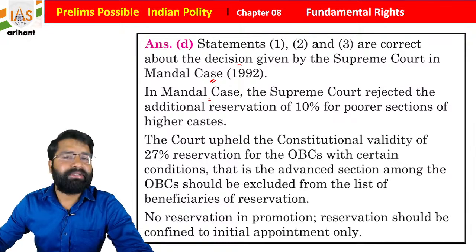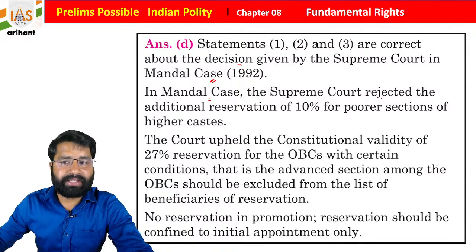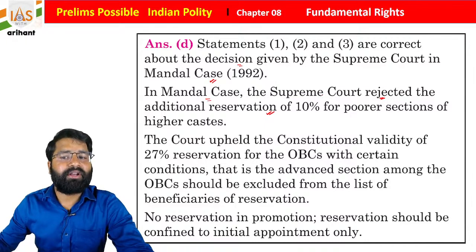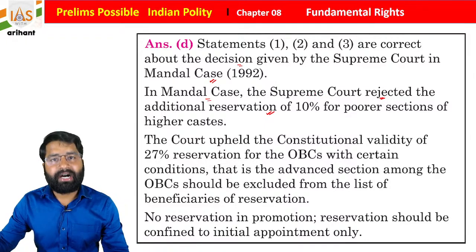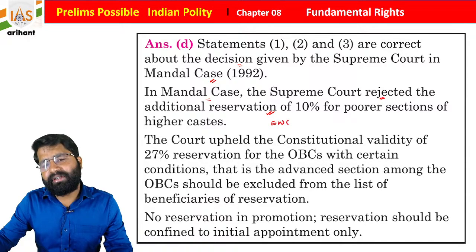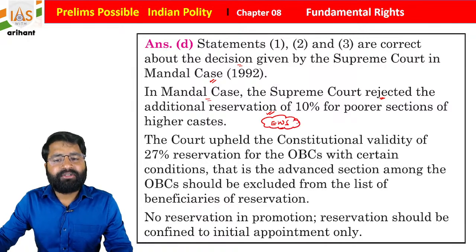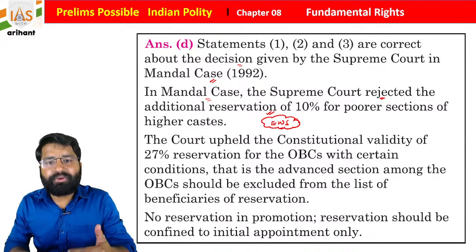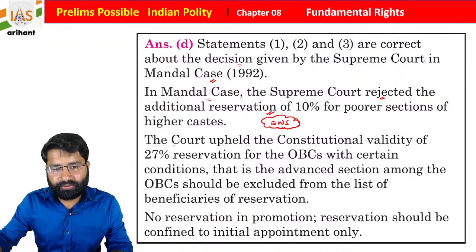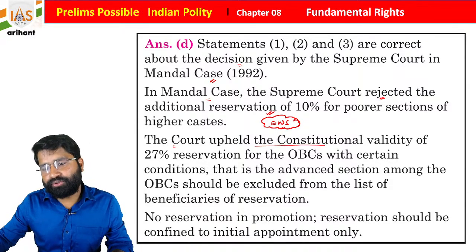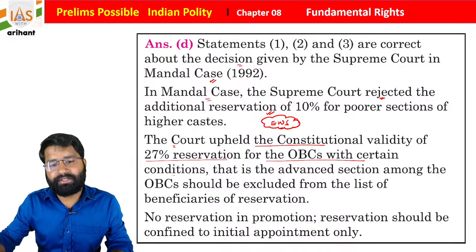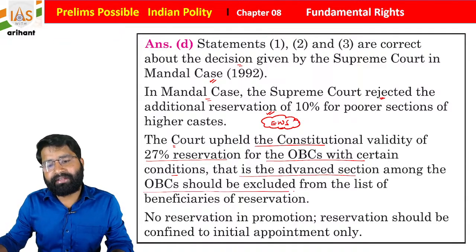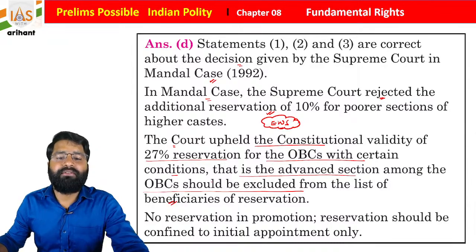So in the Supreme Court, basically under this Mandal case, they rejected the additional reservation of 10% for the poorer section of the higher society. But now, as you can see, if someone is economically weak, there is a concept of reservation for that. So now you can say that it is there. Okay, so the court upheld the constitutional validity of 27% reservation for the OBCs with the certain condition, that is, the advanced section among the OBCs should be excluded from the list of the beneficiaries of reservation.